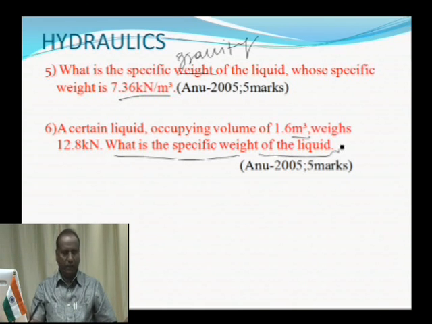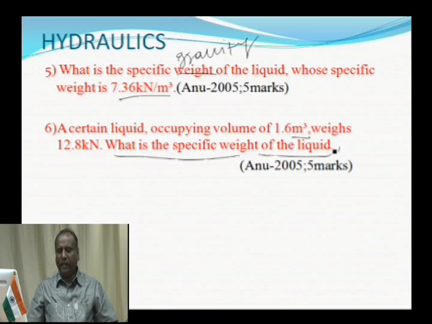Now, fluids in general we have understood. It includes liquids or gases, and a fluid is a substance that flows from one point to another and occupies the shape of the container. And next we have understood the branches of fluid mechanics.